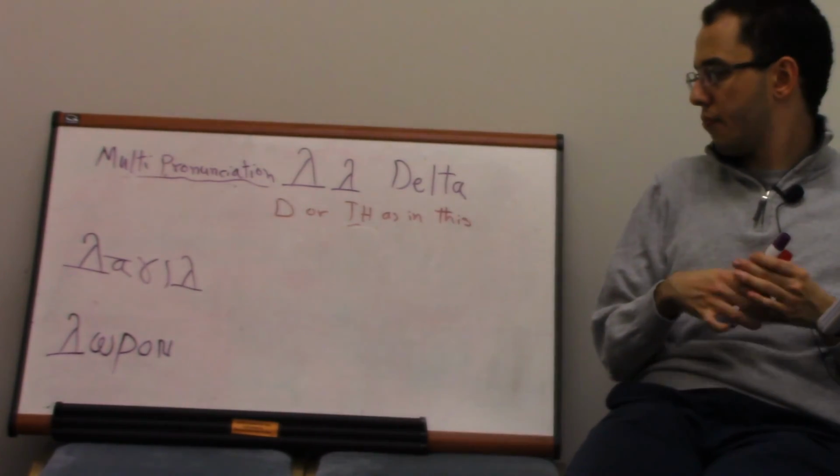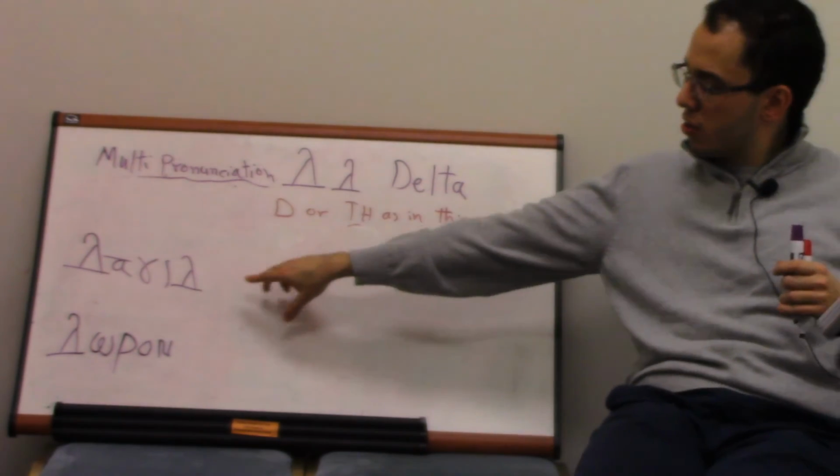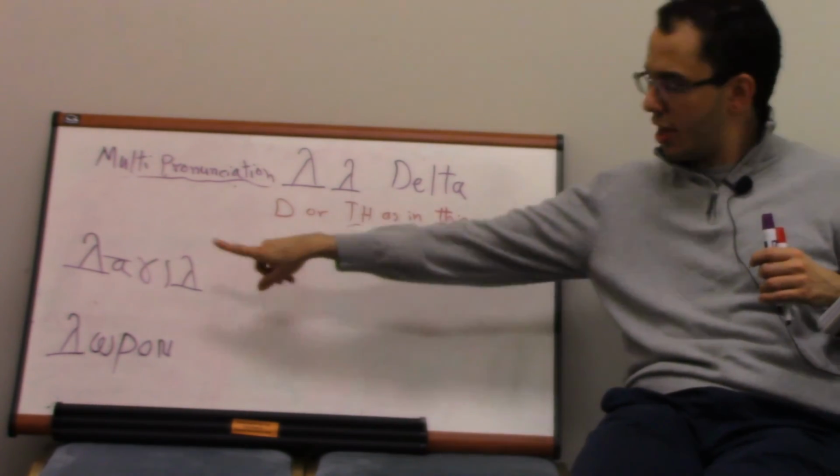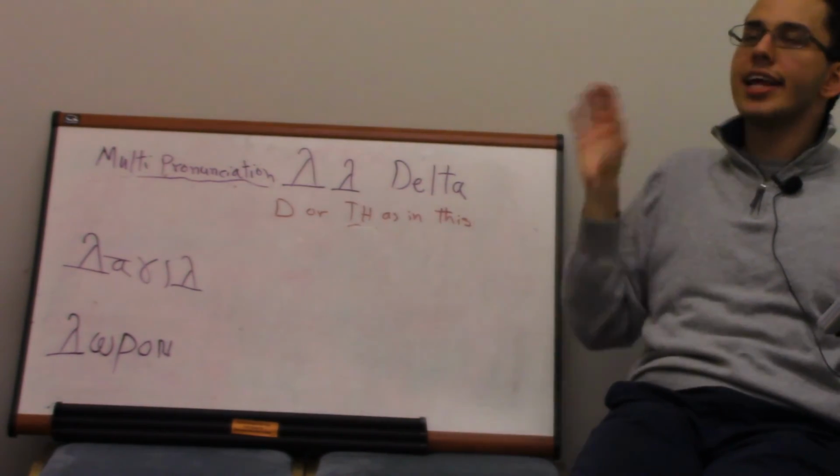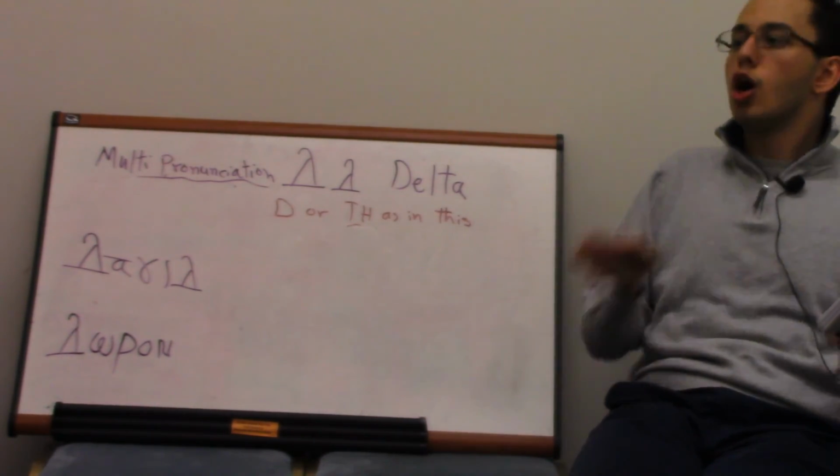Wait, but that one. So, it's still part of the proper noun, right? Yes, the whole word is a proper noun. It's the beginning letter, it doesn't matter. Anytime you see a delta in a proper noun, all of them are D's.